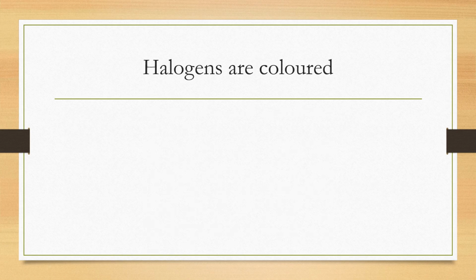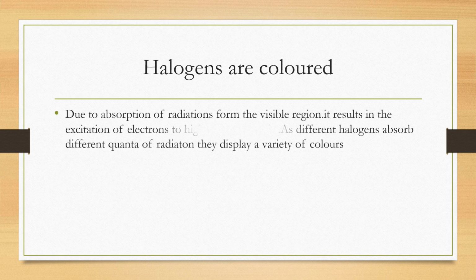Halogens are generally colored. Halogens show a variety of colors, and this occurs due to absorption of radiation from the visible region. It results in the excitation of electrons to higher energy levels. As a result, different halogens absorb different quanta of radiation, and they display a variety of colors.